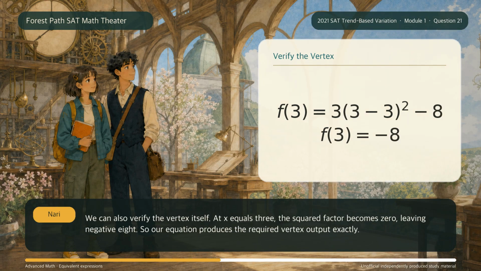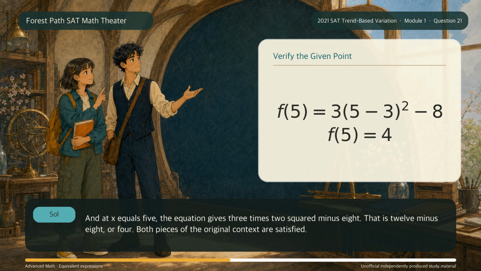We can also verify the vertex itself. At x = 3, the squared factor becomes 0, leaving -8. So our equation produces the required vertex output exactly. And at x = 5, the equation gives 3 times 2 squared minus 8. That is 12 minus 8, or 4. Both pieces of the original context are satisfied.